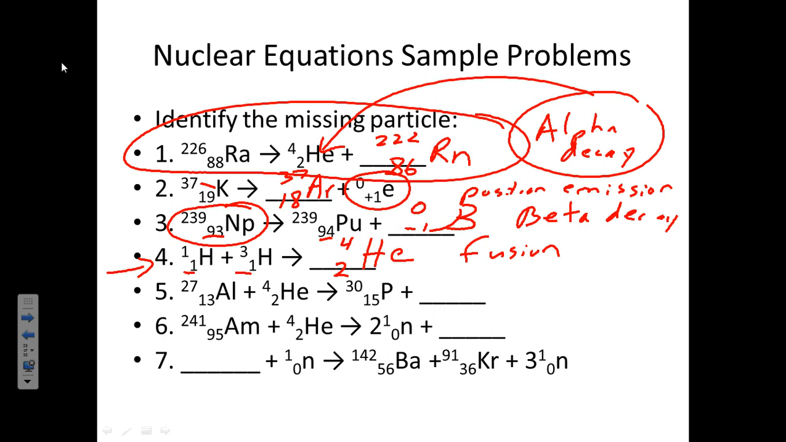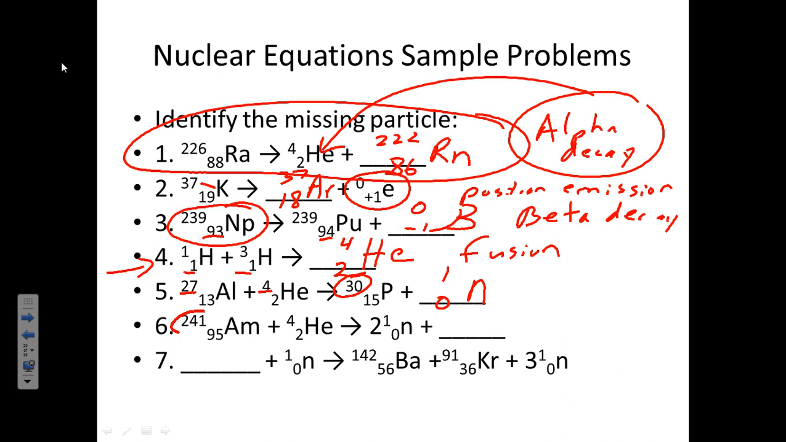Down here on the bottom, we've got 27 and 4. That's 31. Here we only have 30, which means this number has to be a 1. Here we have 13 and 2. It's 15. Here we have 15, which means this has to be 0. If you ever see that particle, a 1 on top and a 0 on the bottom, that is a neutron. So as this decay process happens, this atom is shooting out a neutron, probably at high speed.